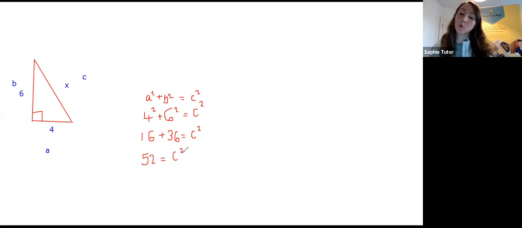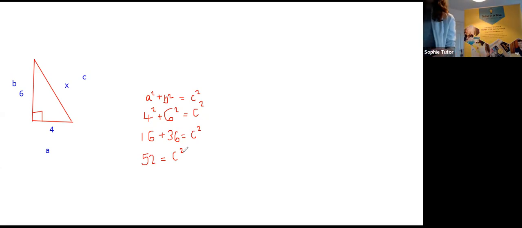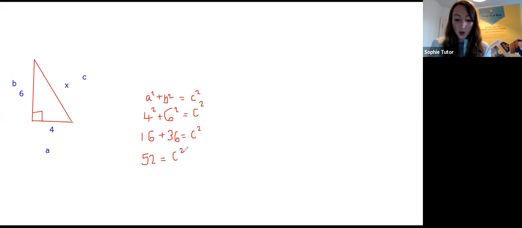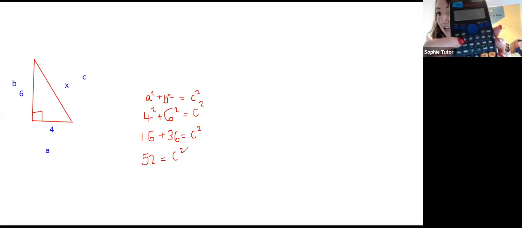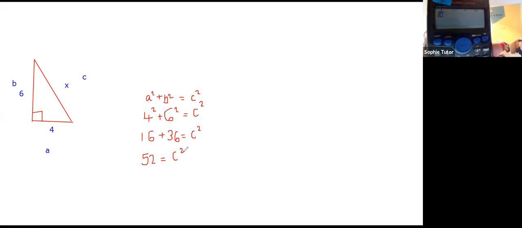Now, I don't want to know what c squared is. I want to work out what c is. So this is when you need to grab your calculator. Bear with me. Okay, hopefully you've all got a scientific calculator that looks a little bit like this. What you're going to do is find the square root button, and on this calculator, it's this one here. So you're going to press it, and it's going to come up with that.